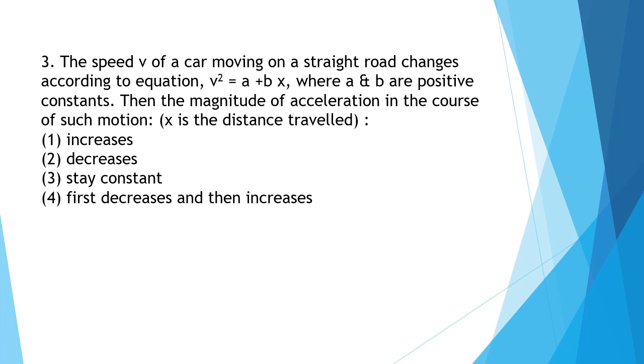When you do that, you get acceleration is equal to v dv by dx. Now v dv by dx can also be written as 1 by 2 differentiation of v square by dx. So when you differentiate v square, you will get b, and so the final answer which you get is b by 2. Now from this we come to know that acceleration is not dependent on distance or time. That means acceleration is constant. So the correct answer will be option 3, it stays constant.